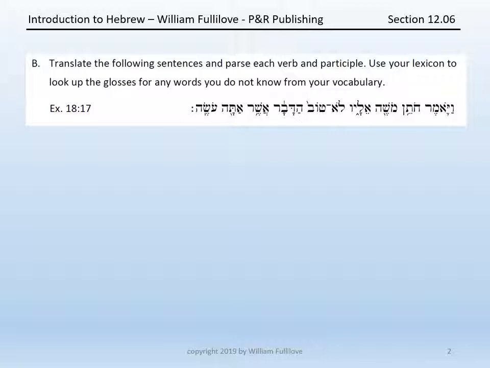Section B then returns to translating the biblical text. For example, we have Exodus 18:17. Vayomer chotein Moshe elav, lo tov hadavar asher ata oseh.